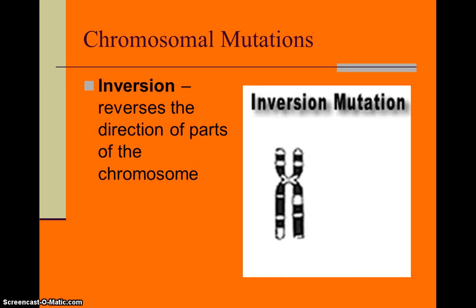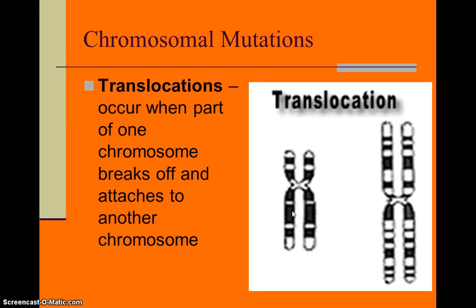Inversion is going to be reverses. So think of it as the inverse operation. It's going to reverse the direction of part of the chromosome, and you can see it flipping. Translocation is going to move a piece from one chromosome and attach it to another. So you can see it coming from this chromosome and moving down to this one.